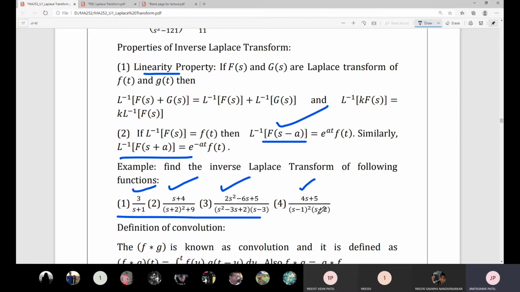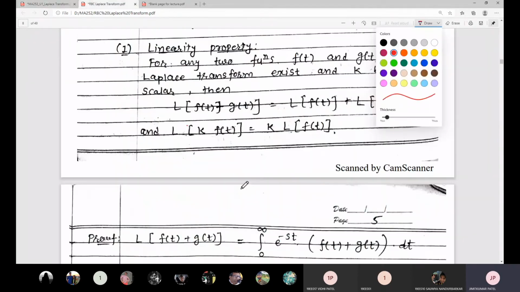What is it? 4s plus 5 divided by s minus 1 whole square into s plus 2. Look here, which partial fraction can be applied? Because here the denominator is s minus 1 whole square and s plus 2. So s minus 1 whole square is case number 2, repeated linear factor. And s plus 2 is case number 1. So we start with those factors. Look here.